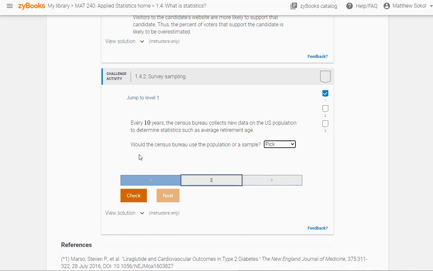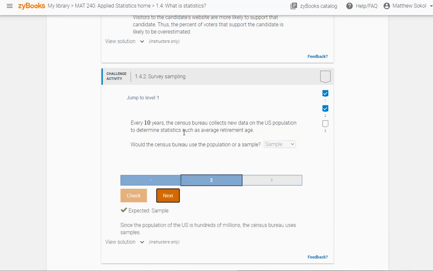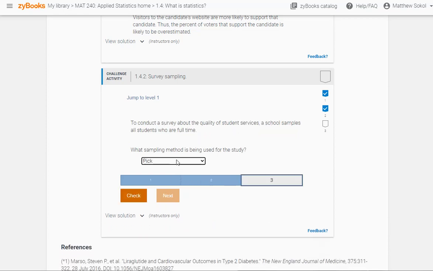Every 10 years, the Census Bureau collects new data on the U.S. population to determine statistics such as the average retirement age. Would the Census Bureau use a population or a sample here? Well, they're going to use a sample here, right? There's no way they can ask every single person in the United States if they're retired and then find their retirement age. So it's just unrealistic in that case.